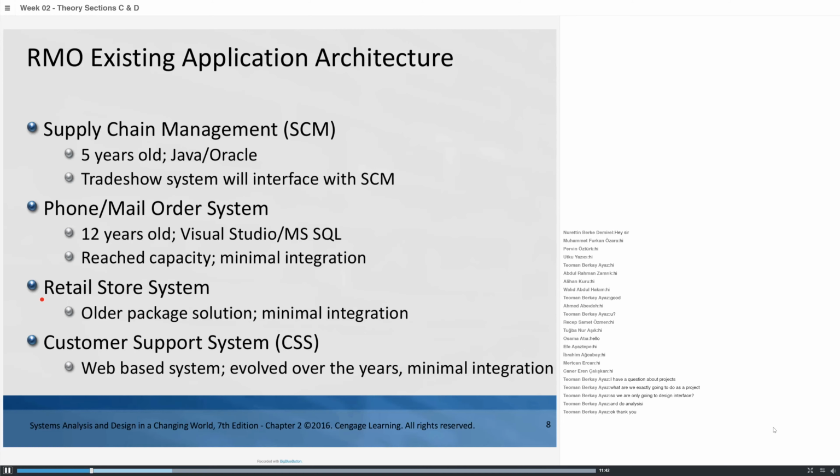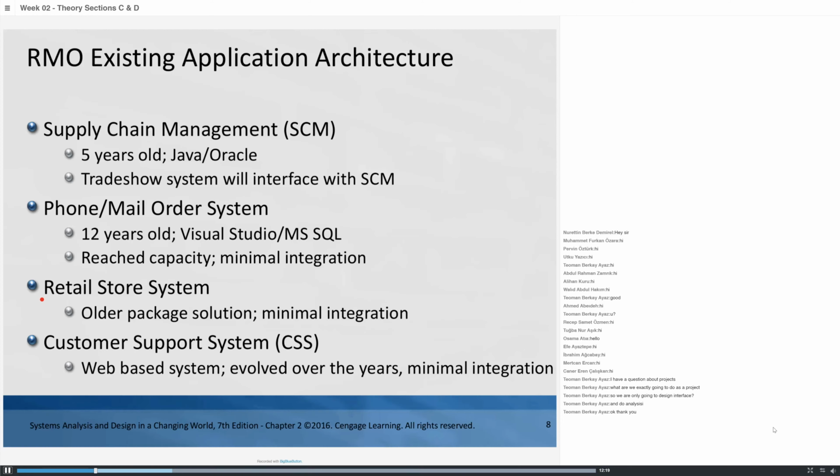This is a web-based system first deployed 15 years ago. It supports customer mail and phone orders. Four years later, it was upgraded with an internet storefront. Now, this storefront is capable of supporting customer inquiries, shopping cart, order tracking, shipping, back orders, and so on.